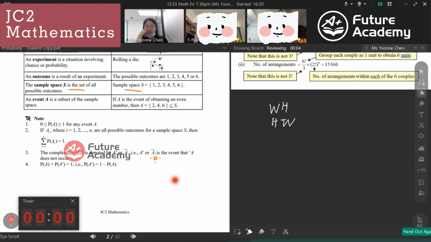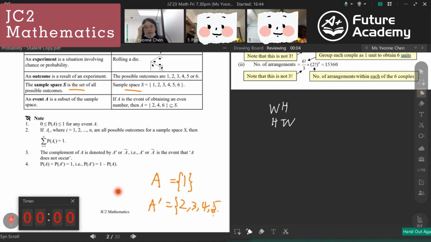Do take note that there are some very basic concepts on probability. The probability must be between 0 and 1, cannot be less than 0, cannot be more than 1. And then the complement of A: for example, if A equals 1, the complement of A equals 2, 3, 4, 5, 6.